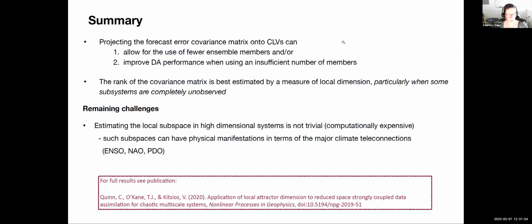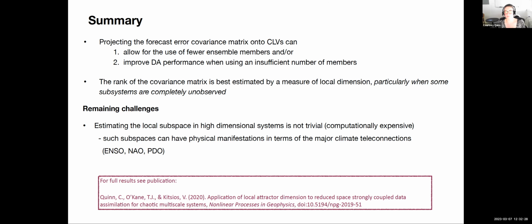So yeah, a bit of summary on that part. So basically what we found was that projecting this forecast error covariance matrix onto the CLVs allows for possibly the use of fewer ensemble members and/or this improved DA performance when actually using an insufficient number of members. So if you know that you're insufficient, say you can only use 10 ensemble members, and your free variables are in the thousands, then yeah, this might be a good way to ensure that you're projecting into the right space.